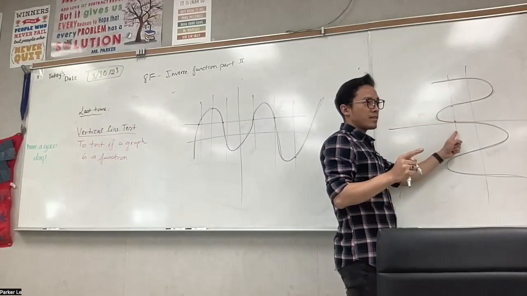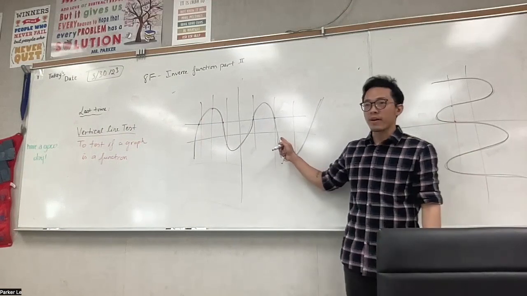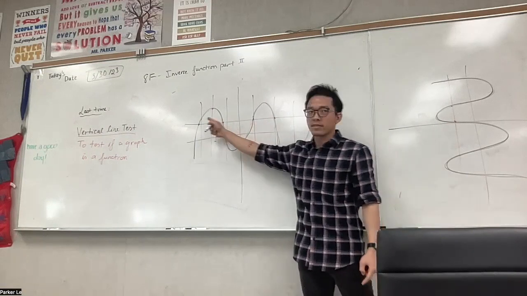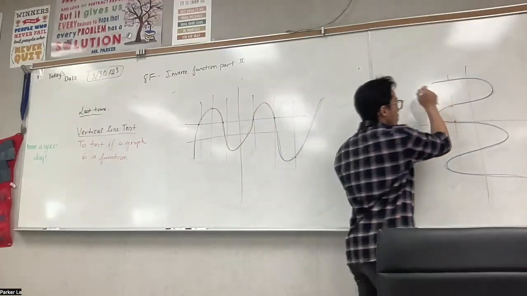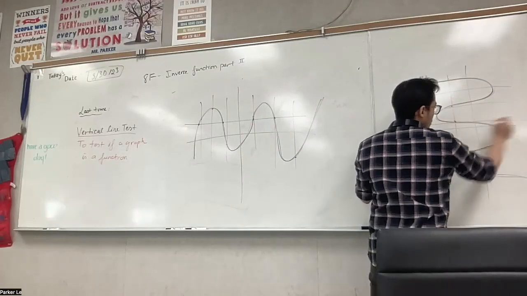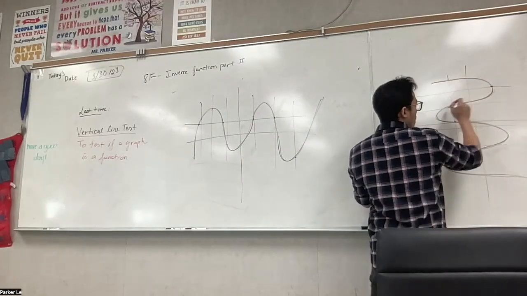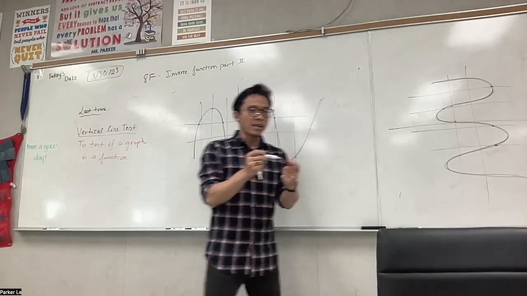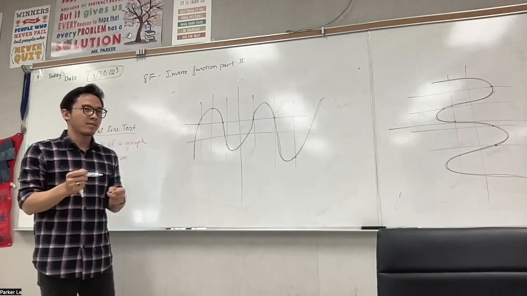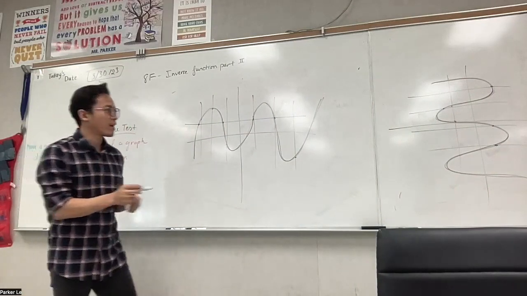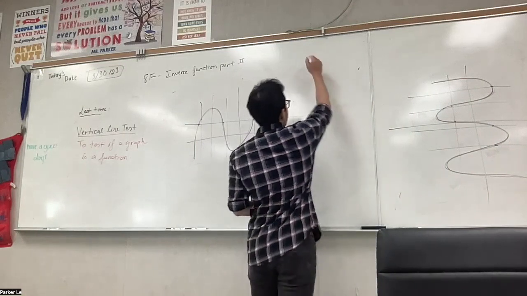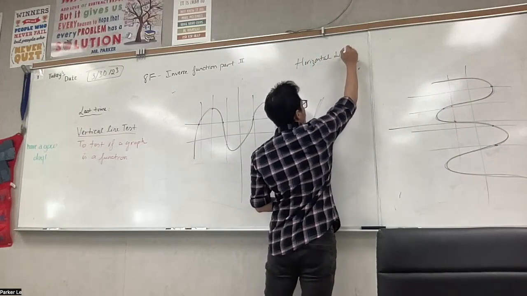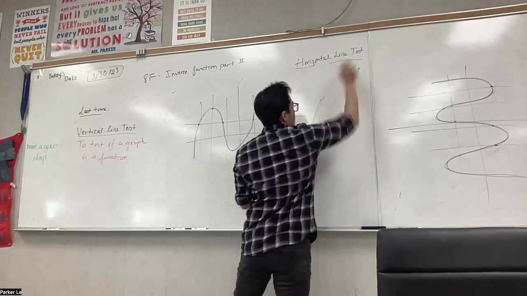Like this one, you're going to pass the horizontal line test. This one is going to fail, right? Because when you cut the horizontal line here, it hits multiple points, more than once. This one, no matter where you cut, you only hit once, only 1 point. So this passes. Now you ask yourself, what is the horizontal line test for? If it passes, what happens? The horizontal line test is today's topic.